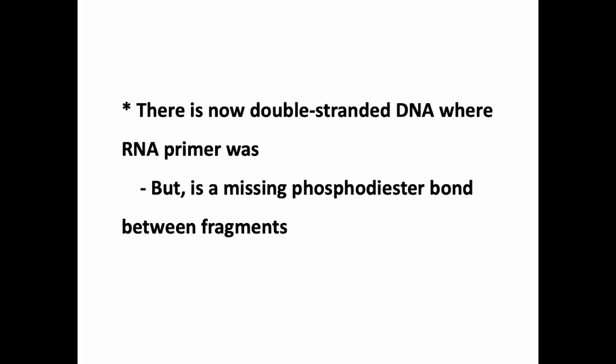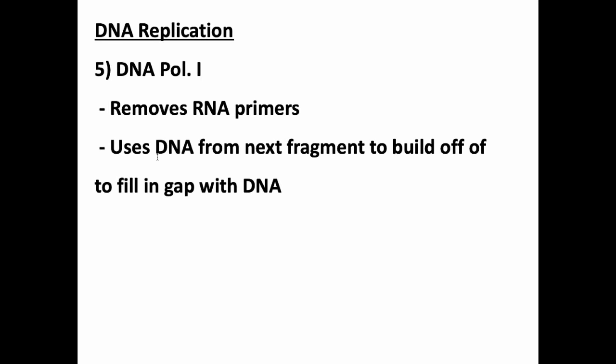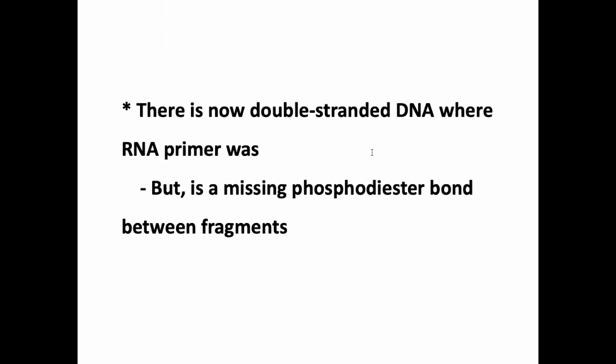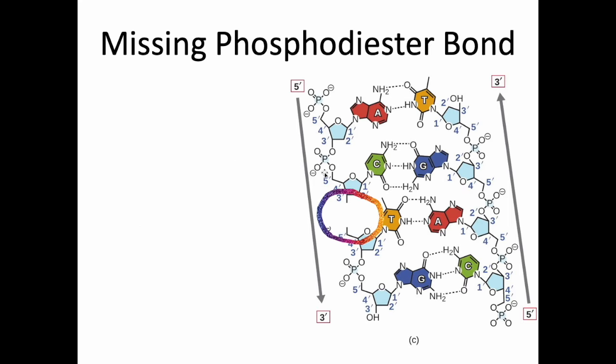So we've done our DNA Pol 1. We filled in this gap. There's now double-stranded DNA where the RNA primer was, but there is a missing phosphodiester bond between these two fragments. This was one fragment. This was the other fragment. They're next to one another. All the nucleotides are there.